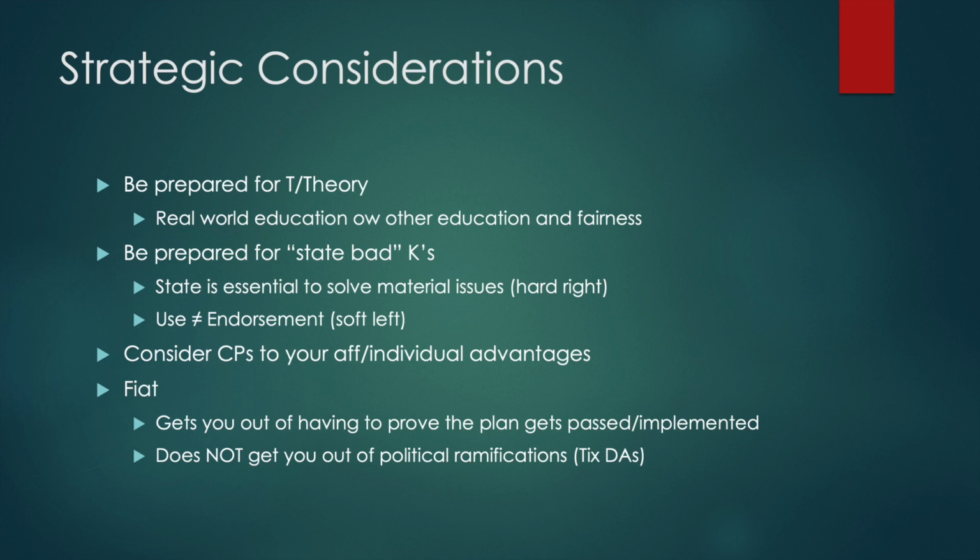Whereas there are some policy AFFs that are called soft left AFFs that are able to recognize that the state might not be a good thing, but is saying that using it is not the same as endorsing it. So the hard right policy AFF says the state is good and using the state is good. The soft left policy AFF says the state might be bad, but it's a necessary evil to solve this problem. So those are the fork in the road when you get to responding to state bad K's, but be prepared for K's where the link is you use the government and the government is bad.